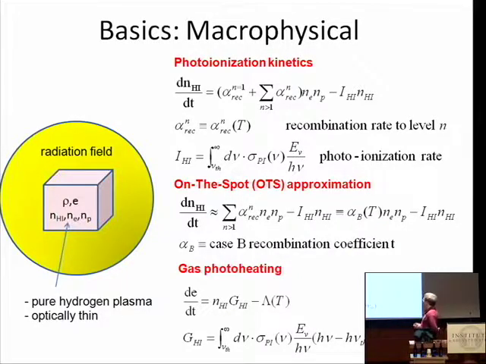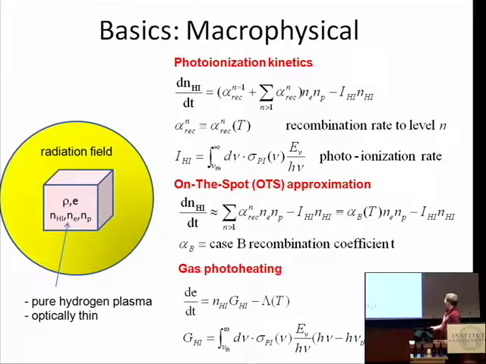contribute to the balance. And so what is done is to say that the real time rate of change of the neutrals is just due to the case B recombinations, the recombinations to levels n greater than 1, minus the photoionization term. And we write it this way: alpha sub B is the case B recombination coefficient times the electron density times the proton density, minus the ionization term. So that's the equation you would solve macroscopically for this piece of plasma.